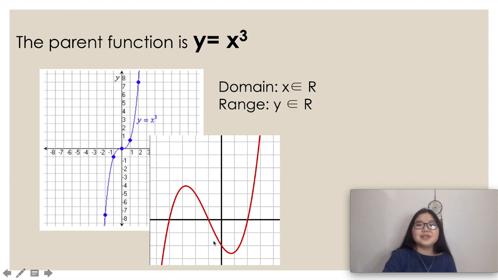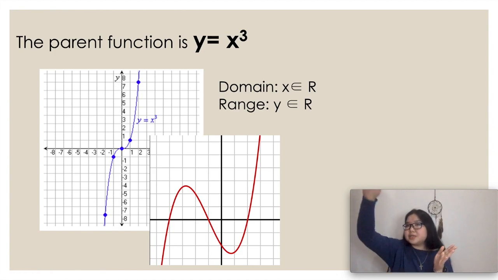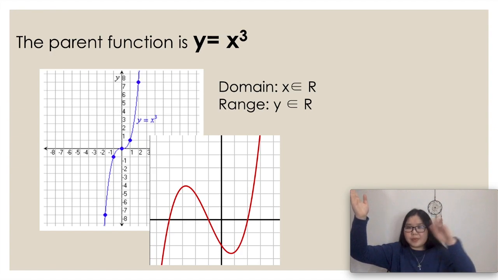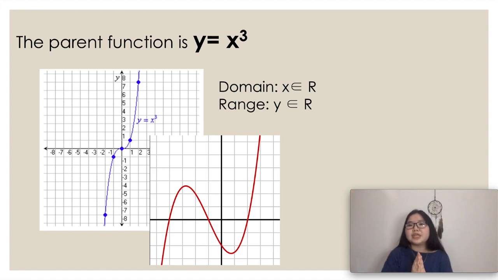So here, as you see, it's like a curve. If it's positive, it will be positive. If it's negative, it will become negative. So the range of it is all real numbers. You can cube any kind of number, whether it is zero, negative, or positive.